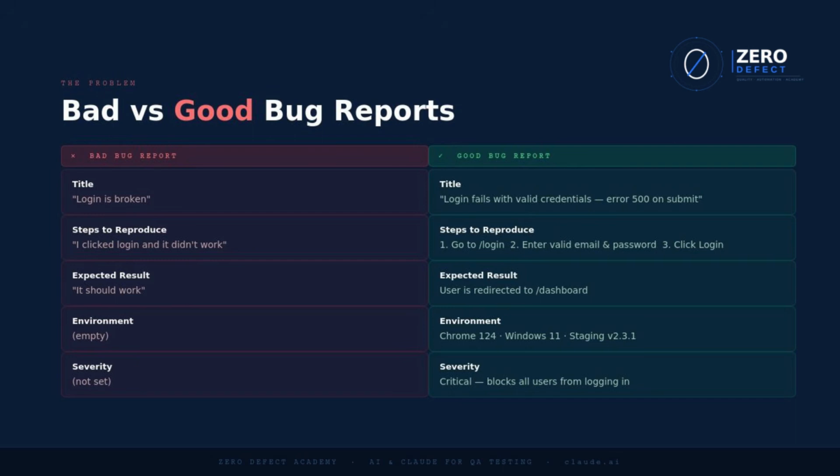On the right is what a good report looks like. A clear title that tells you exactly what's broken and how. Numbered reproducible steps, expected versus actual result, environment details, and a severity rating with justification. The good news, Claude generates the right-hand version from a plain English description of the left-hand version.